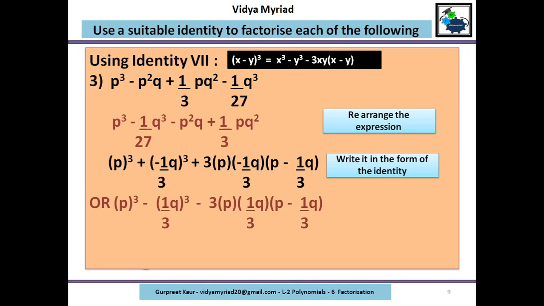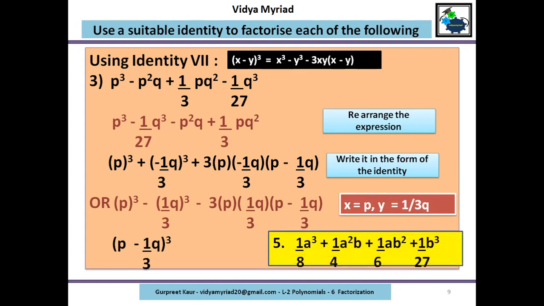By changing their signs, okay. So it will become (p minus 1) upon 3q, the whole cube, as your answer. And similarly, I have put a question which you need to again rearrange and put into the expression, find out x, find out y, put it into the identity, and you will get the answer.